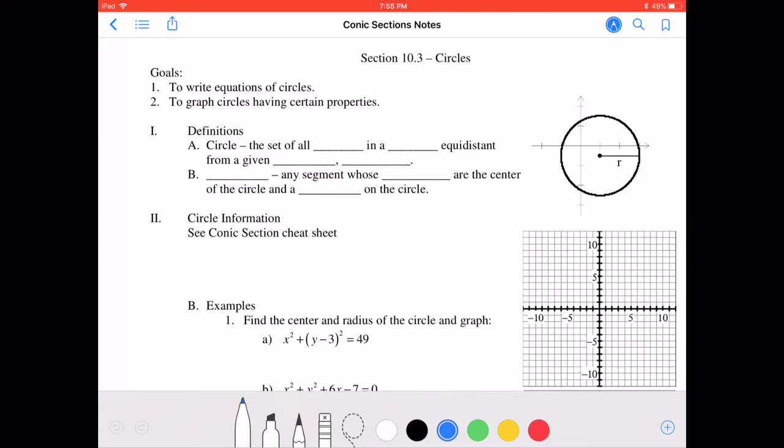So, the definition. A circle is a set of all points in a plane, equidistant from a given point. And we call that special point, I'm sure you could guess it, the center.